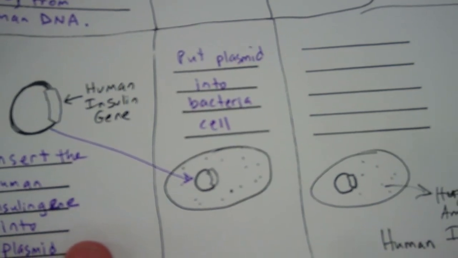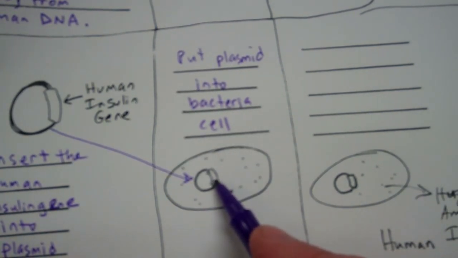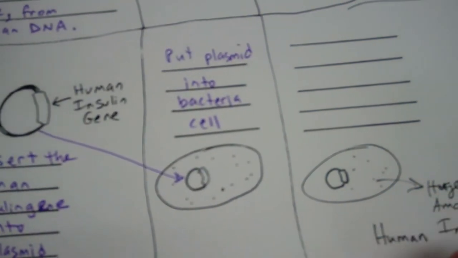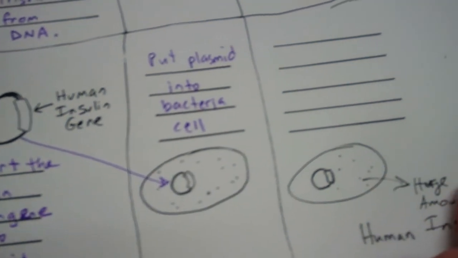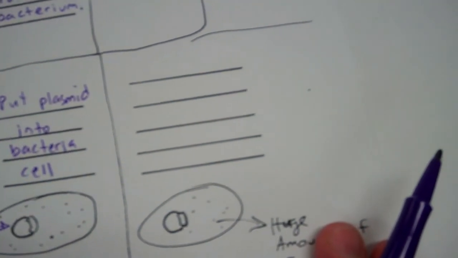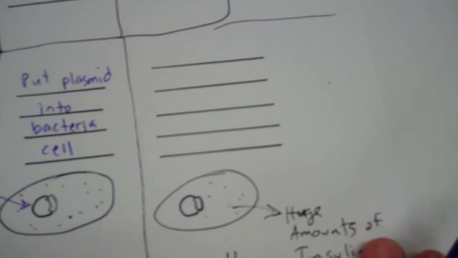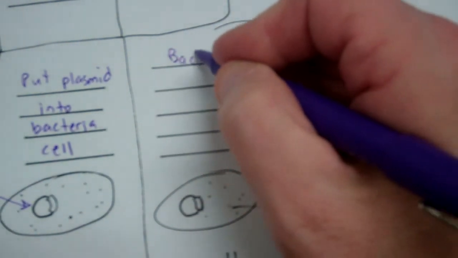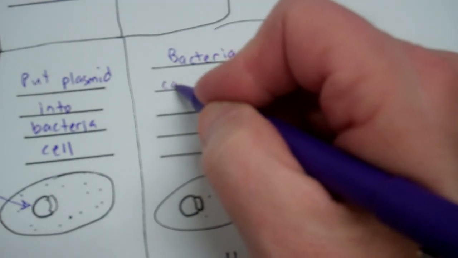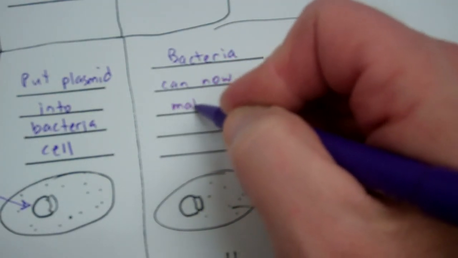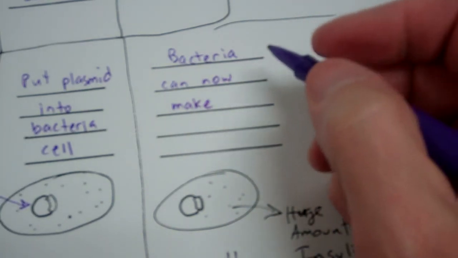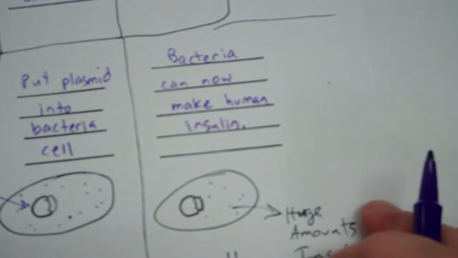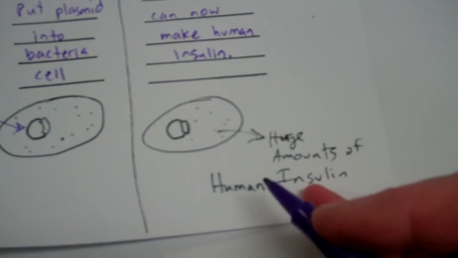And now the bacteria is going to read that human DNA as if its own, because DNA is a universal language. So it doesn't matter that it's from a human. The bacteria is going to read that gene as if its own. And now the bacteria will do whatever that gene tells it to do. And what this gene is telling it to do is make human insulin. So the bacteria can now make human insulin over and over and over. Okay, so that's all the bacteria is really going to be doing 24/7.